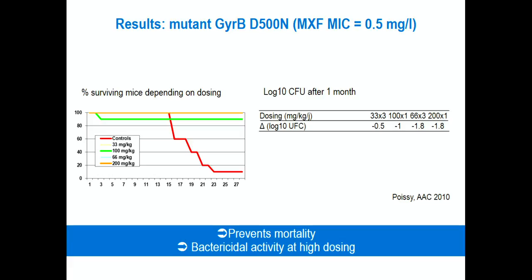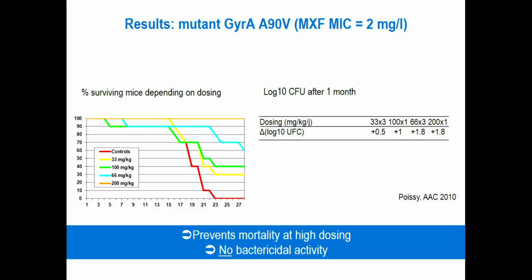And when we look at the CFU counts, what we see is that if we want to have a CFU count equivalent to the 2 to 3 logs reduction you have for the susceptible strain, you can have it, but you only have it in the mice with the higher AUC. So if you imagine the PK variability you have in humans, you will probably also have this variability here. So it prevents mortality and is bactericidal when used at high dosing. So let's move to the next mutant. This gyrA A90V, a very frequent mutant.